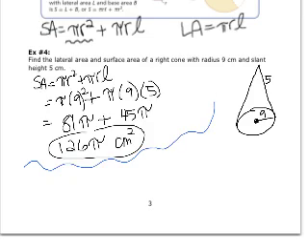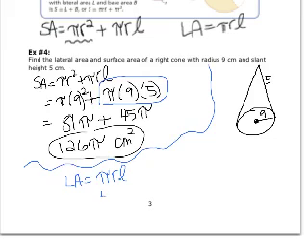All right, lateral area. I do not want the area of a circle, so I want to do pi r l. And since I showed my work above, my lateral area is going to be 45 pi centimeters squared.